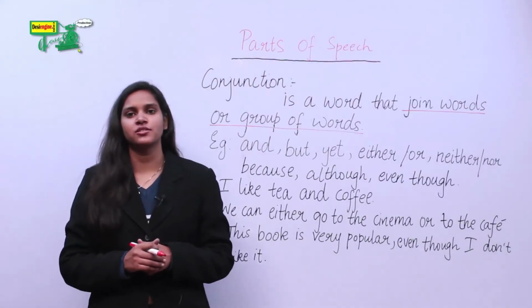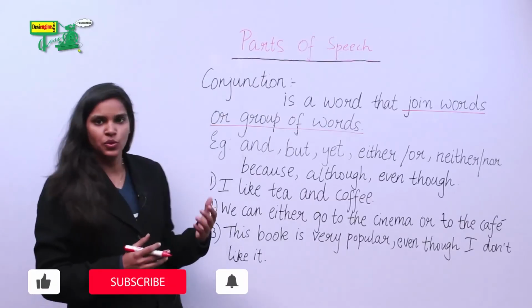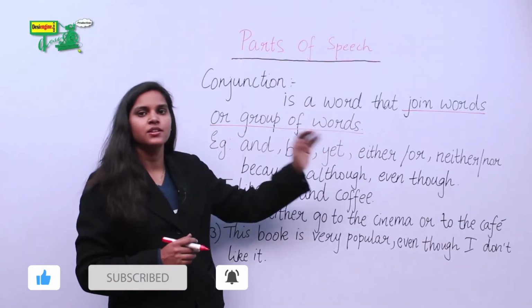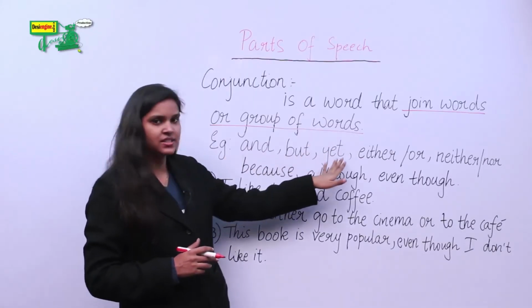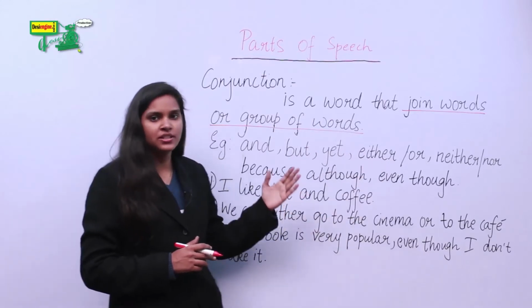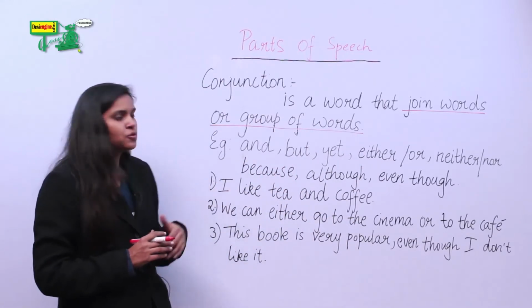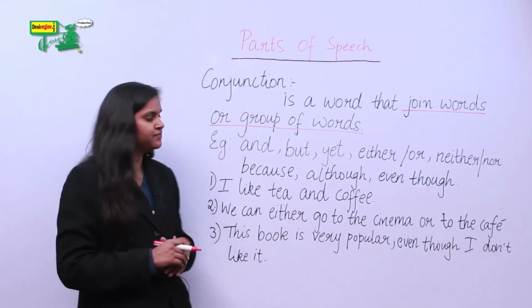Let's do conjunctions now. What is a conjunction? A conjunction is a word that joins words or group of words. For example, and, but, yet, either or. You can take a look at the examples that I have listed here. Let's do few sentences where we will find out the conjunctions.